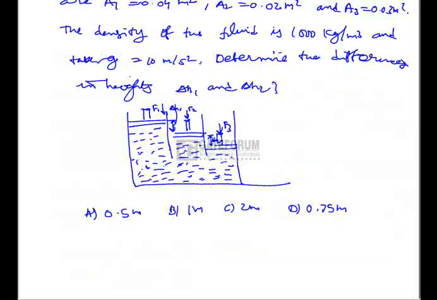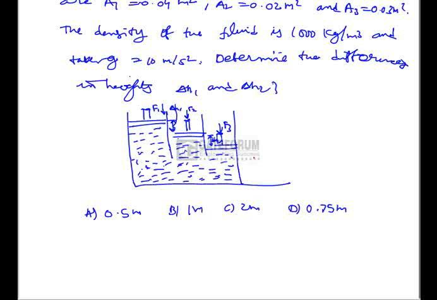So here in the given diagram, there is one piston on which F1 is acting, and here another piston on which F2 is acting. The difference in height between these two pistons is del H1, and here the third piston on which F3 is acting. The difference between these two pistons is del H2. So here we determine the differences of height del H1 and del H2.